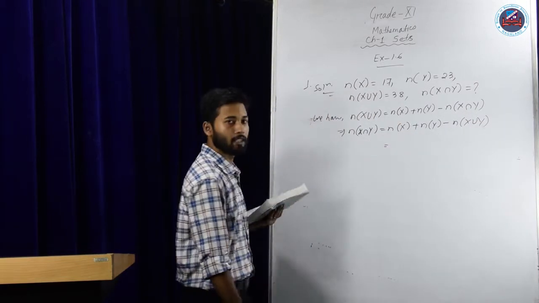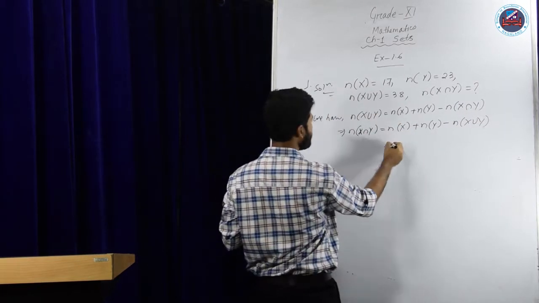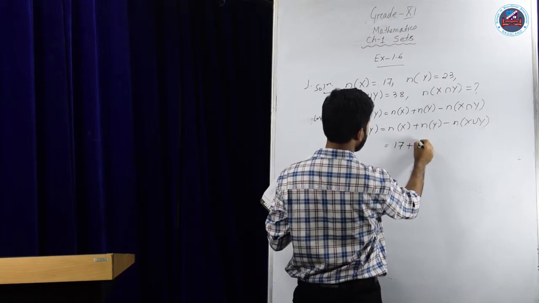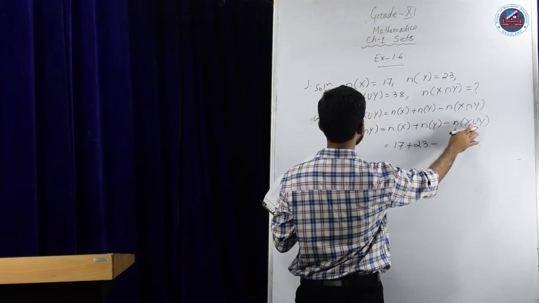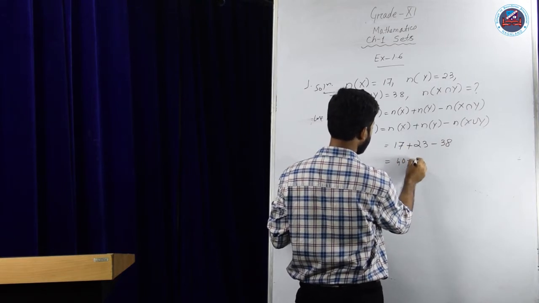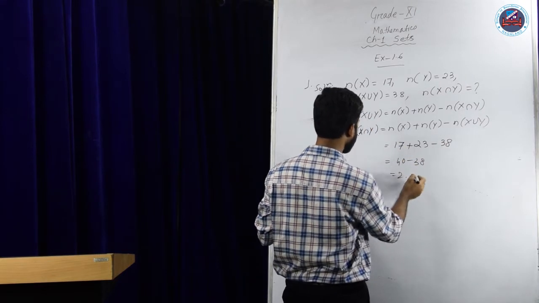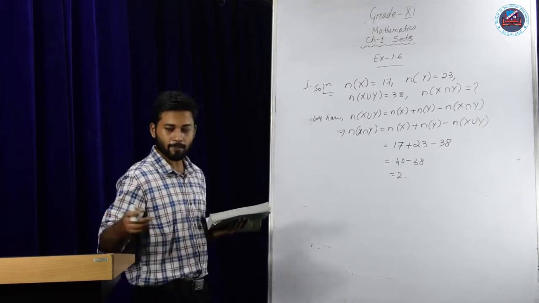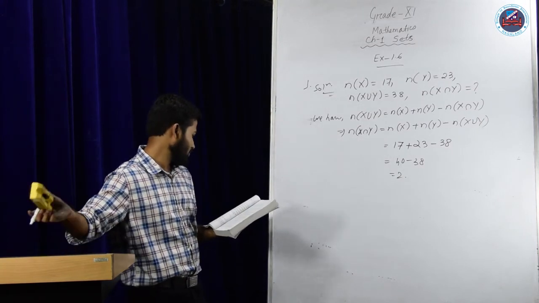So what is that? The number of elements of x is 17 here, plus n of y is 23, and x union y is 38. So 23 plus 17 gives us 40, minus 38, so this is equal to 2. So it's very easy. Now let us see question number 3.